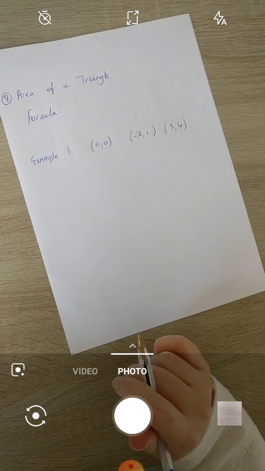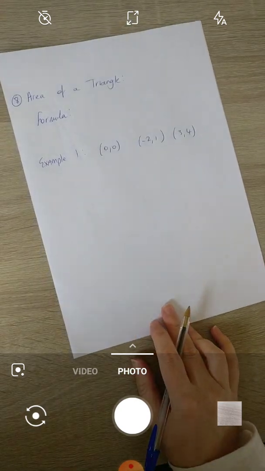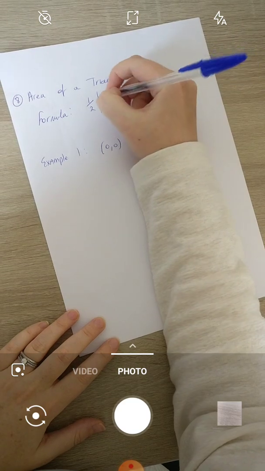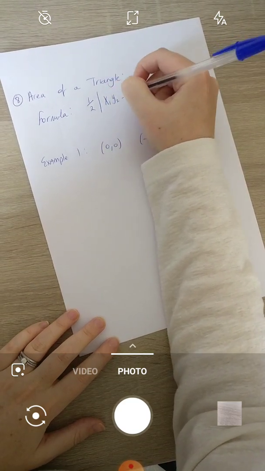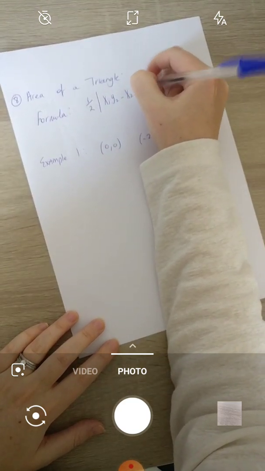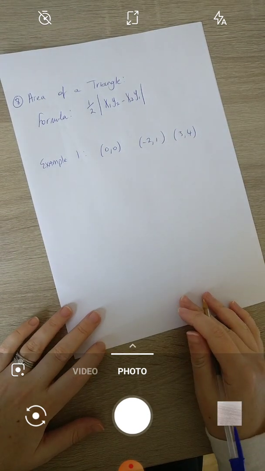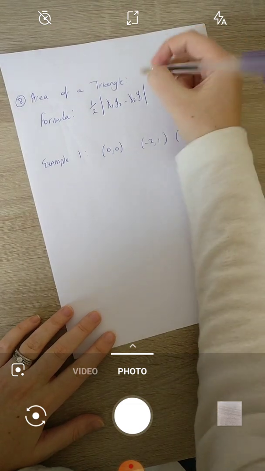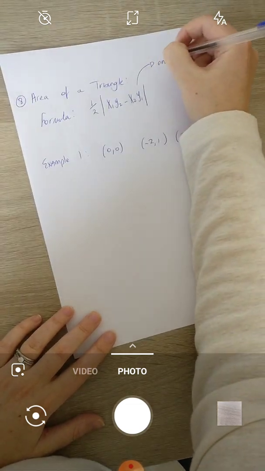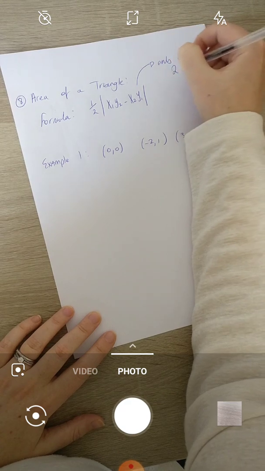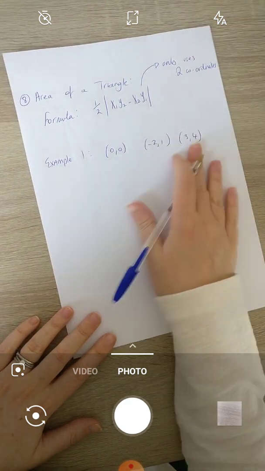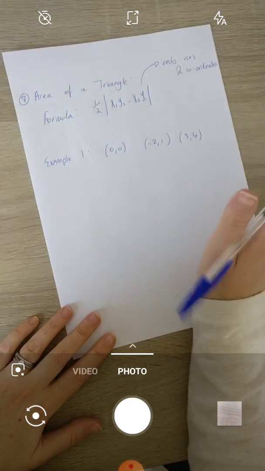Now, area of a triangle. Okay, so there's two different examples we're going to look at here. First of all, our formula is half of x1, y2 minus x2, y1. Okay, now we're going to be given 3 coordinates, but the formula only uses 2 coordinates. So we don't run into a problem here, but in the next question we will, and I'll talk a little bit more about that.